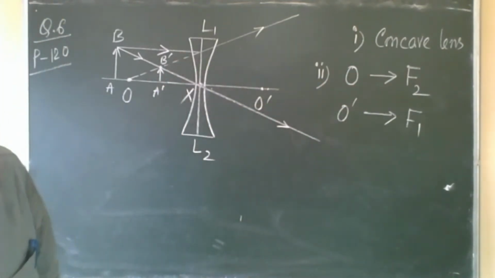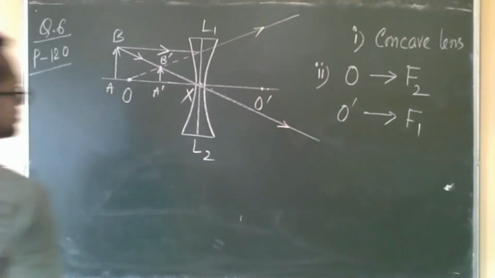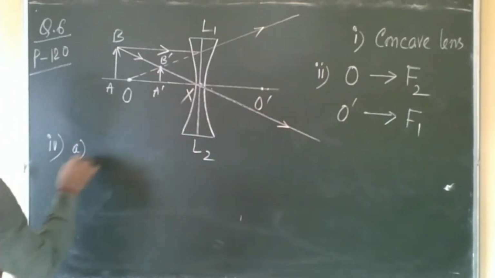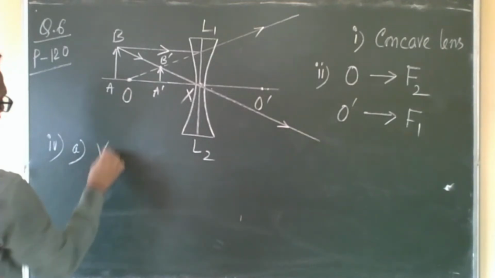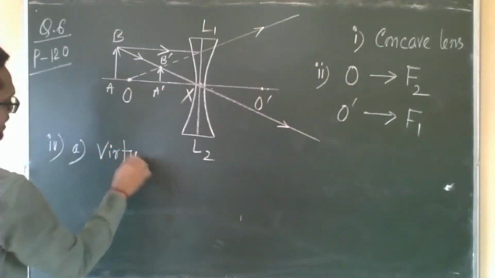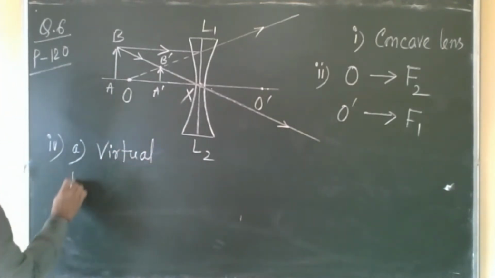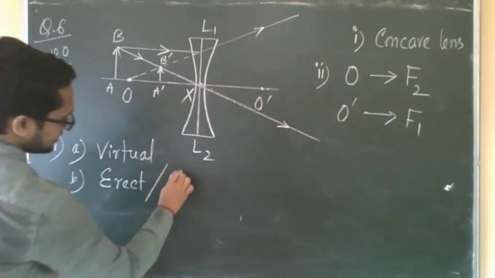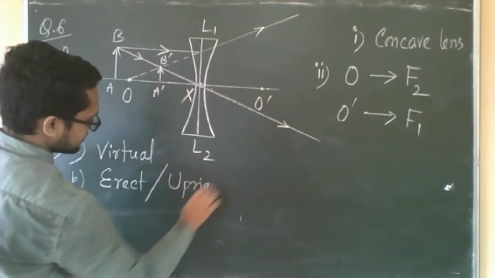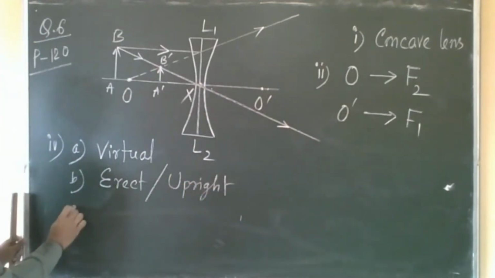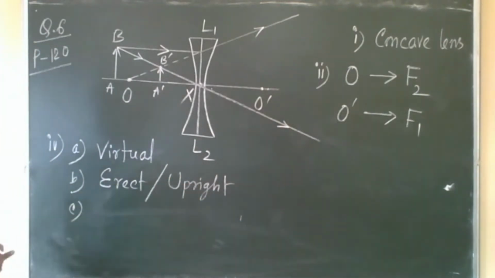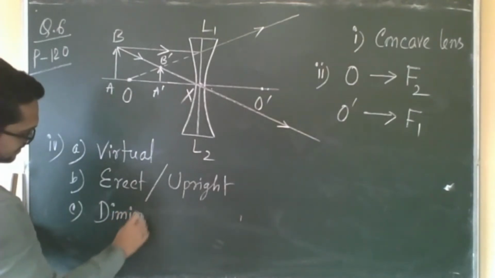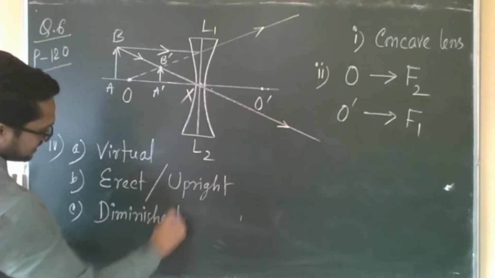Fourth question, state three characteristics of the image. So first characteristic is virtual, because object and image are lying on the same side of the lens. Virtual image is always erect, or you can write upright. Third point is diminished. First point is about the nature.